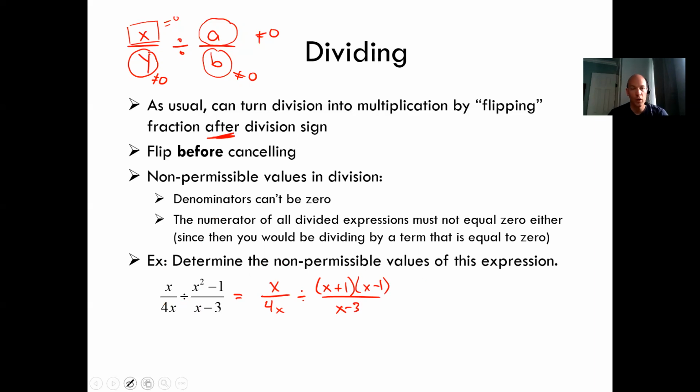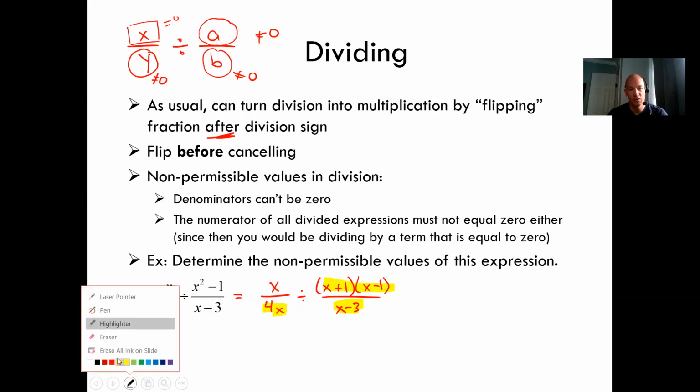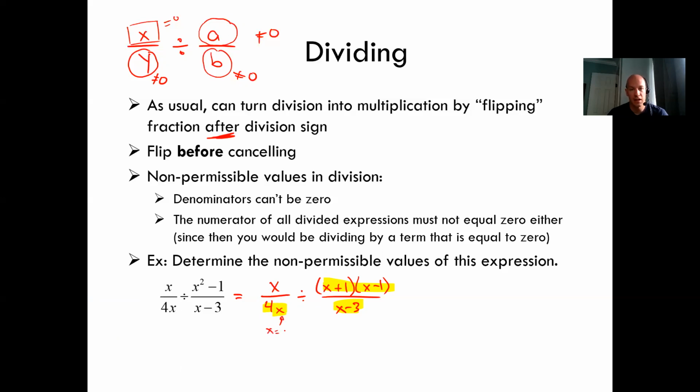Okay, so where are the issues? I'm going to grab my highlighter. This guy here is an issue, this is an issue, and this is an issue. Okay, all of those things can never be equal to 0, and if they are, then that's bad. So this one has x cannot be equal to 0. This one says x cannot be equal to 3, but on top we have x cannot be equal to plus or minus 1.